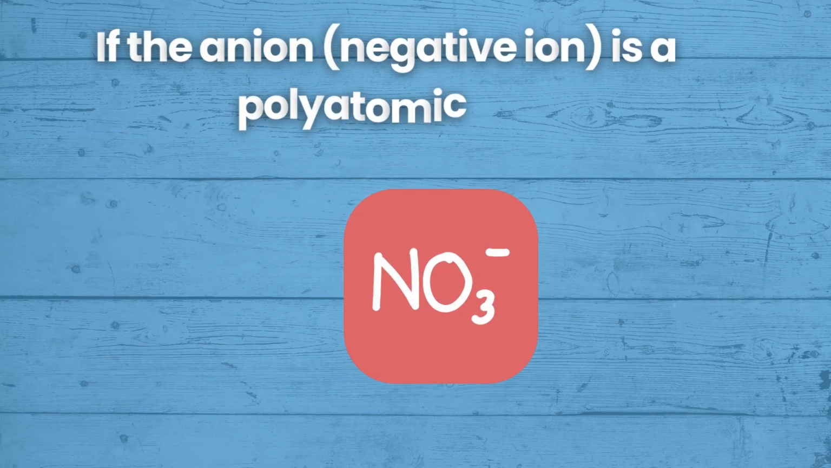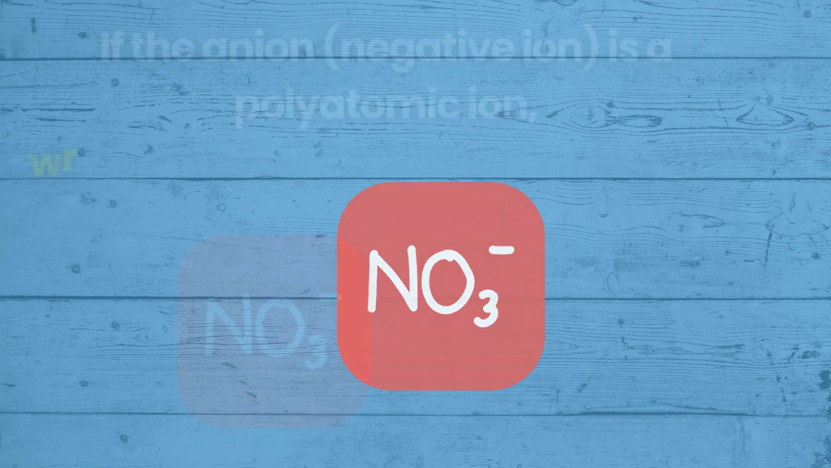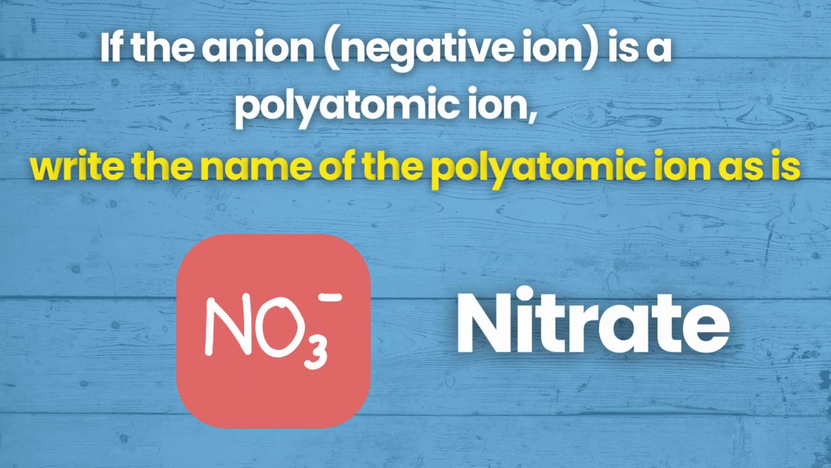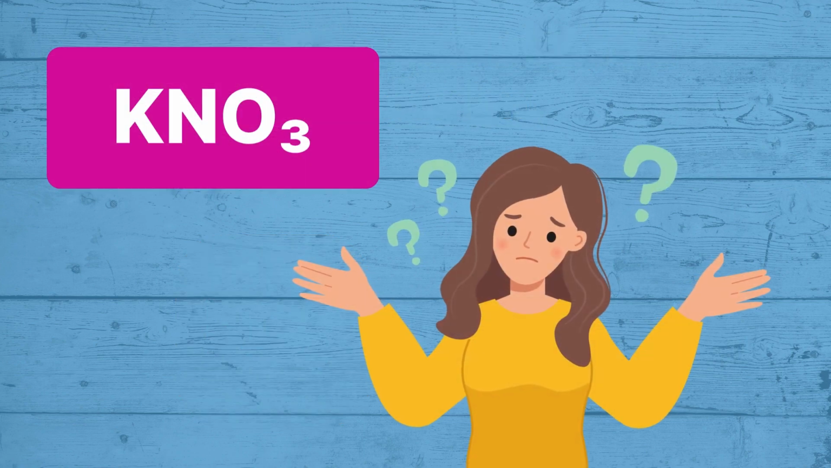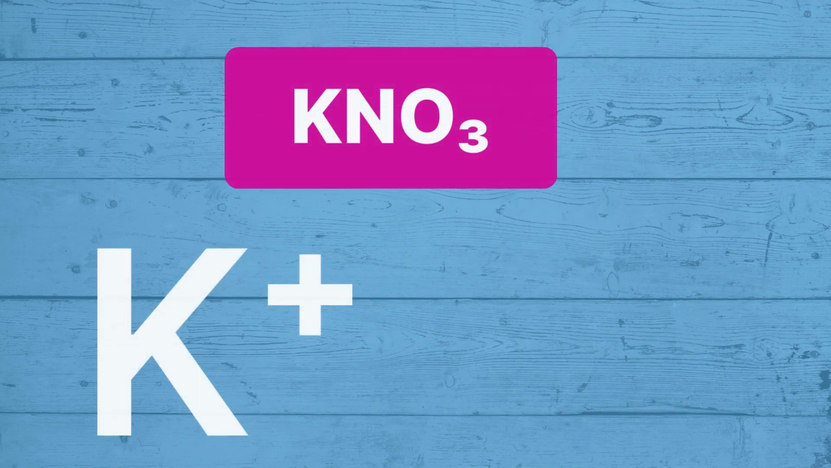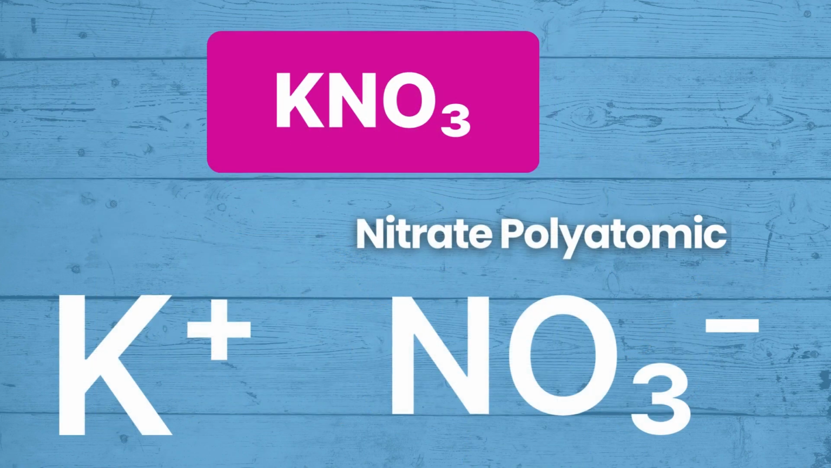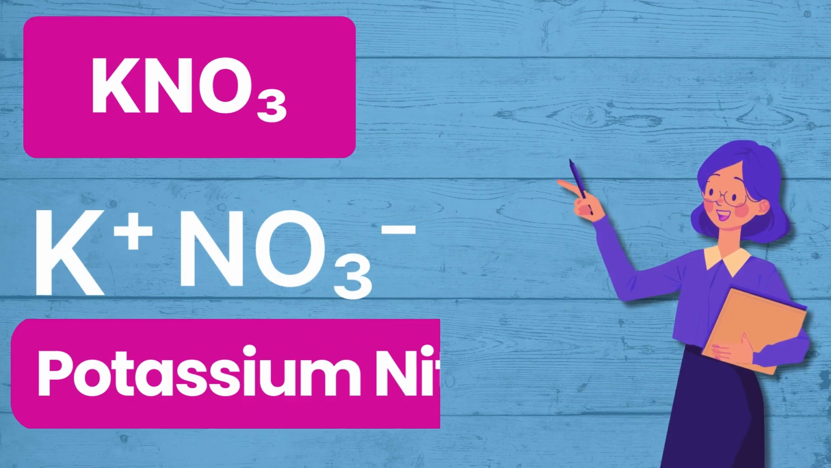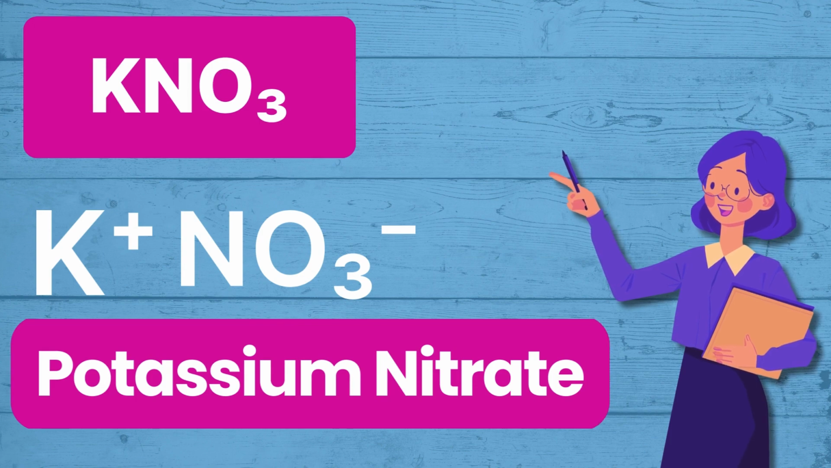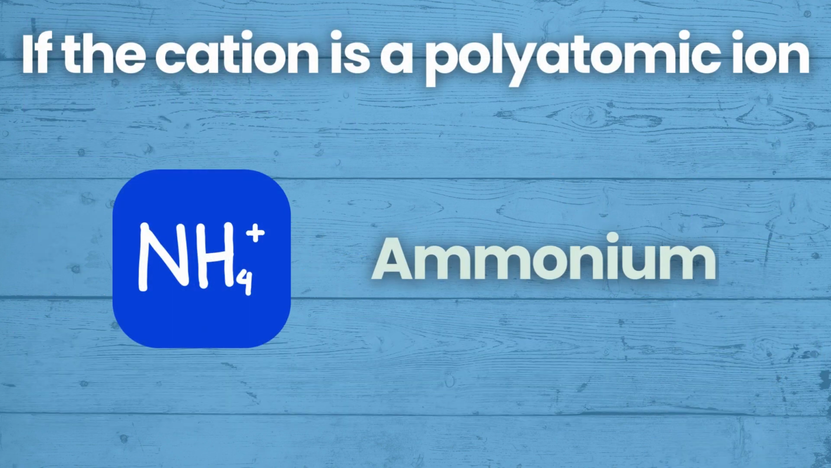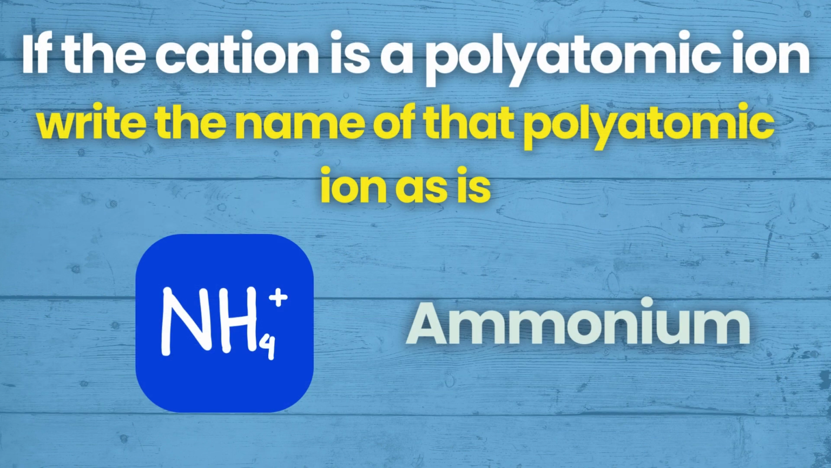If the anion or the negative ion is a polyatomic ion, we write the name of the polyatomic ion as is. For example, KNO3 is made of K+ ion and the polyatomic ion nitrate, NO3−. This compound is potassium nitrate. If the cation is a polyatomic ion, we write the name of that polyatomic ion as is.